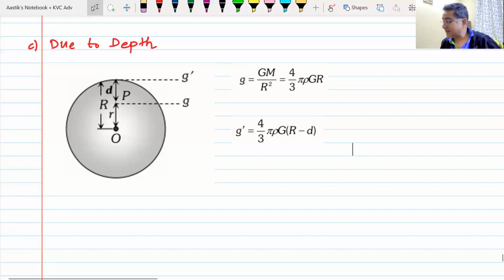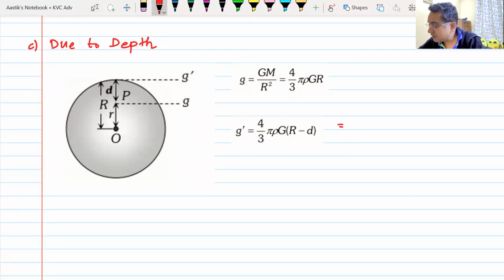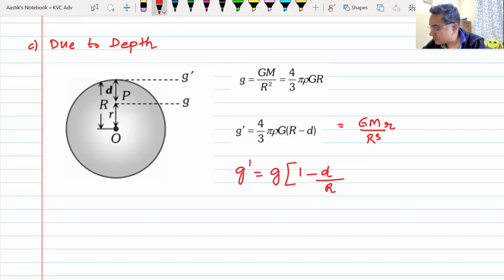And this is the same as writing it in this fashion. This is nothing but equal to GM by capital R cube multiplied by small r. That is the formula that you should have remembered. Anyways, now when you divide the two formulae, you can get the value of g dash in terms of g. g dash is equal to g into 1 minus d by R.